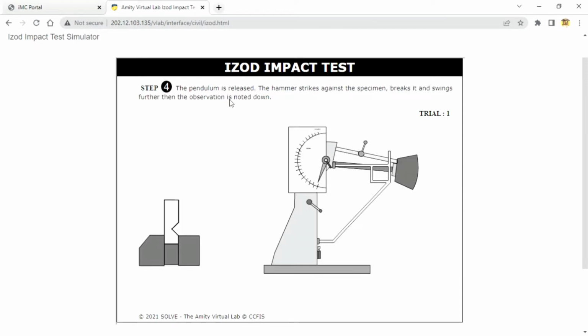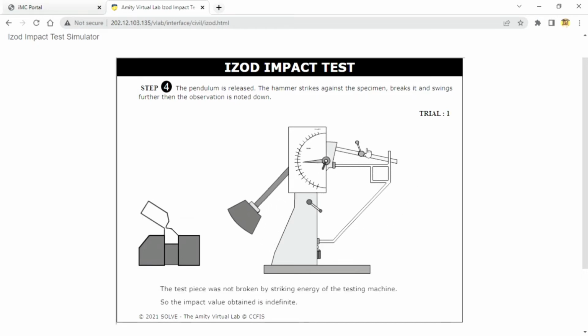Step 4. The pendulum is released. The hammer strikes against the specimen, breaks it and swings further, then the observation is noted down. The test piece was not broken by the striking energy of the testing machine, so the impact value obtained is indefinite.